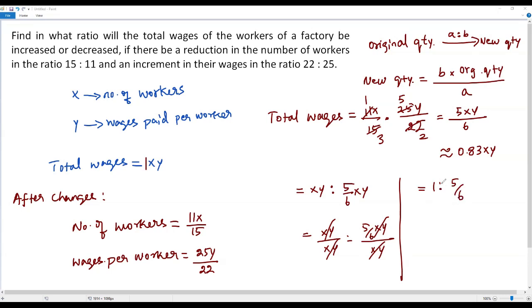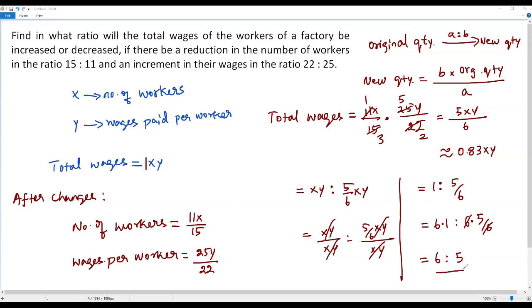Now, we should always try to get the ratio in terms of integers. Here the first term of the ratio is an integer, but the second term of the ratio is not an integer. So for that we have to get rid of the denominator 6 over here. So I have to multiply both the terms of the ratio by 6, and 6 will cancel out. Then 6 times 1 is 6, and here we just have 5. So the total wages before changes and the total wages after changes are in the ratio 6 to 5.